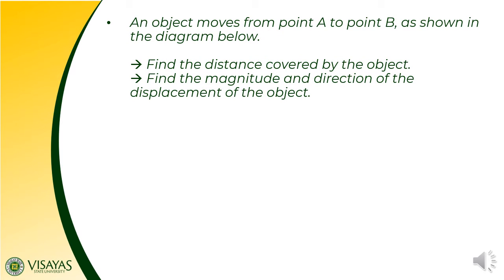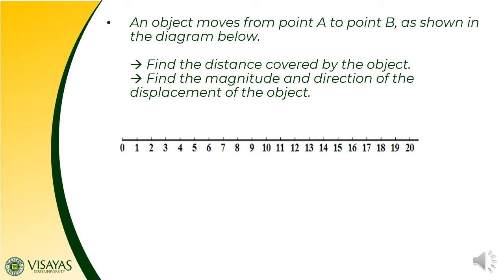Let's try the second problem. An object moves from point A to point B as shown in the diagram below. Find the distance covered by the object and find the magnitude and direction of the displacement of the object. So here's the figure or the diagram. As we can see here, the object travels from point A to point B as shown in the diagram. So the initial position is 0 and the final position is 11. So we are to find the distance covered by this object and the magnitude and direction of the displacement of the object from point A to point B.